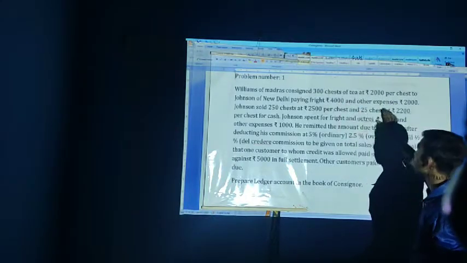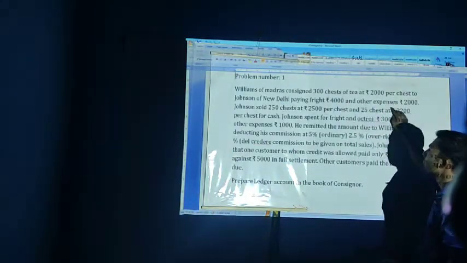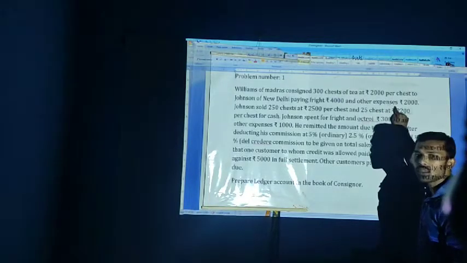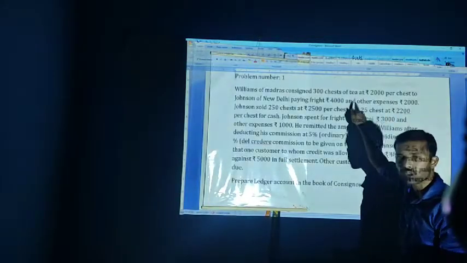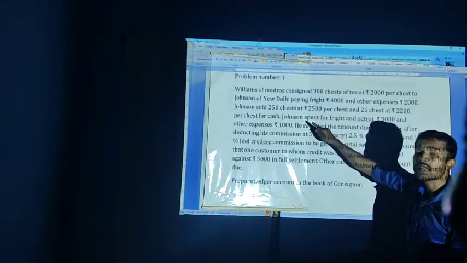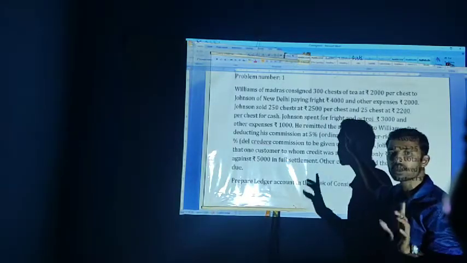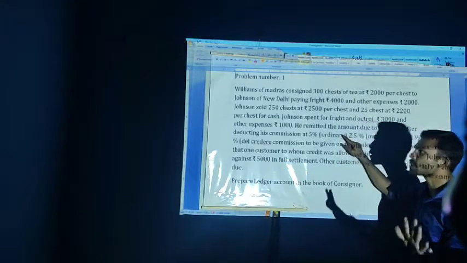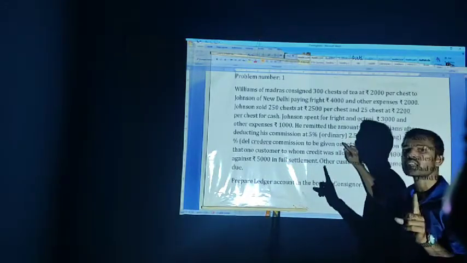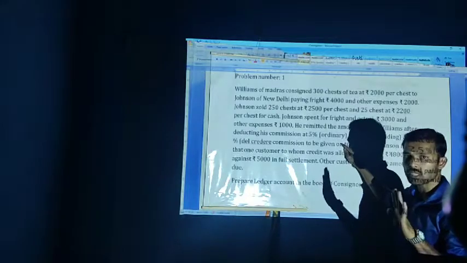of closing stock. One thing, underline this: other expenses of the consignor will be treated as non-recurring expenses, but other expenses of the consignee will not be considered as non-recurring expenses. They will be considered as recurring expenses, hence they will not be taken in the calculation of the value of closing stock.